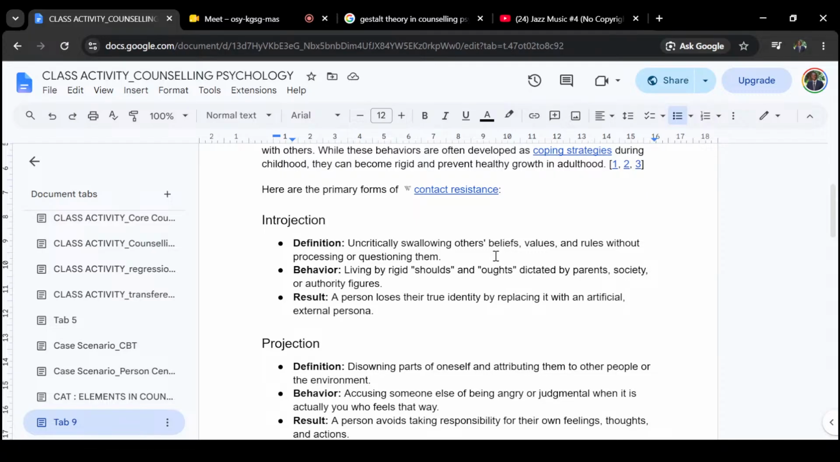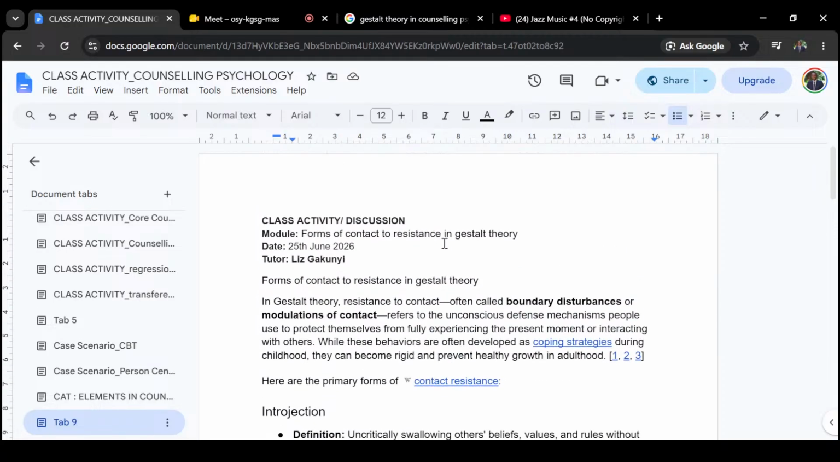The fifth one is confluence, blurring boundaries between self and others. Example, we always agree, I don't know what I want. Desensitization, dulling awareness of sensations or emotion. An example, feeling numb or disconnected during difficult conversations. And lastly, we have withdrawal, pulling away from contact prematurely. Example, shutting down, avoiding eye contact, and leaving conversations.